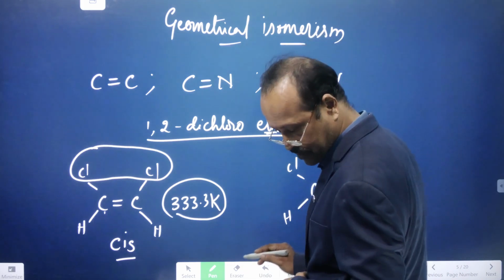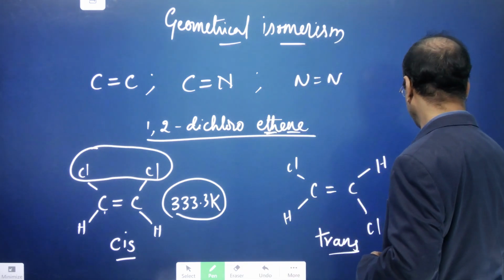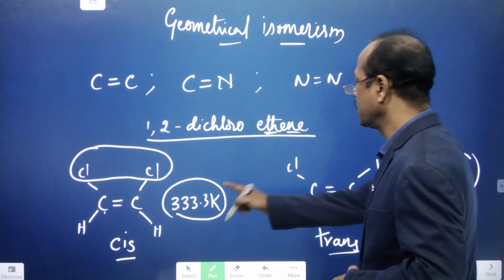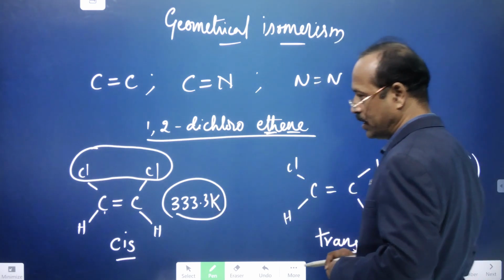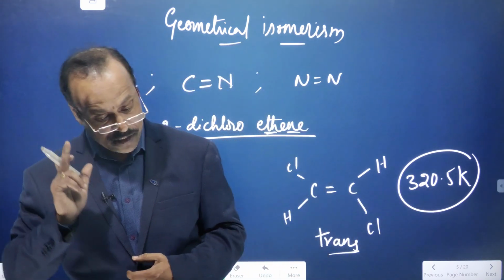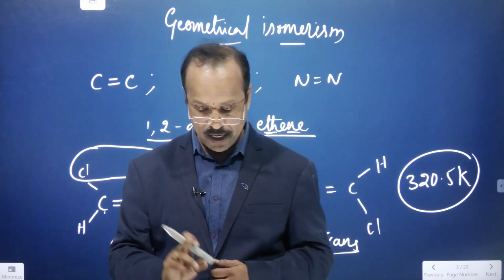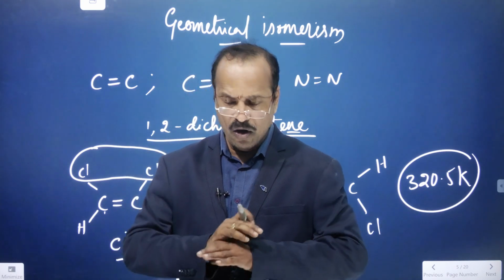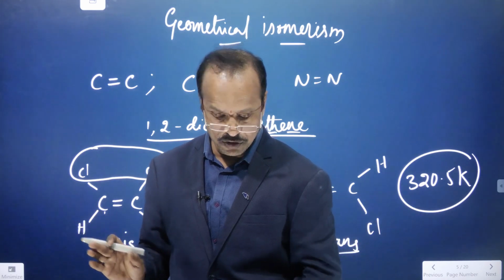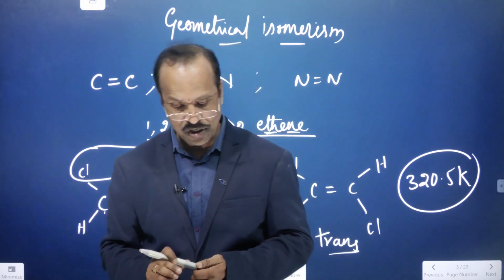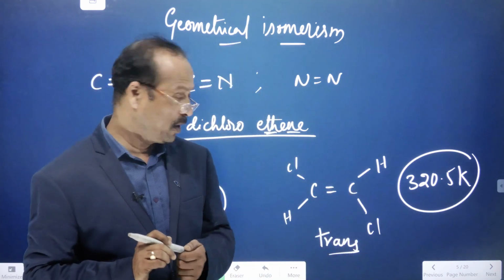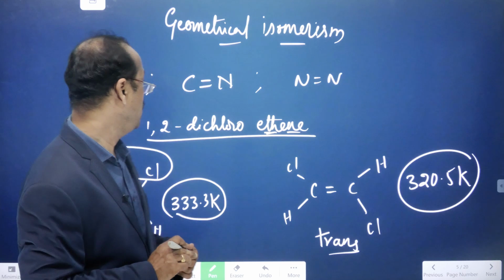But here, for the trans isomer, it is 320.5 Kelvin. So are they the same? Here 333.3, here 320.5. So they have different melting and boiling points. Their solubilities, dipole moment, stability and density are all different. Did you understand? So the trans isomers in general have a higher melting point and a lower boiling point. So this is about the properties.